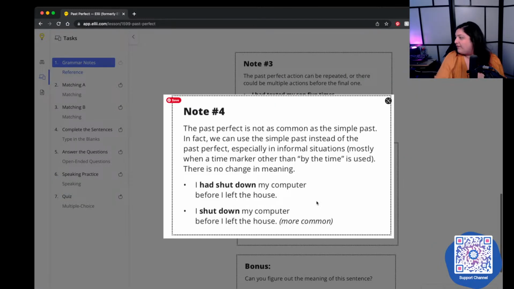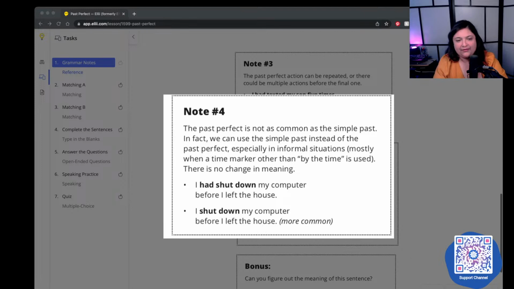And note 4. Yay! That makes me so happy. Now, the past perfect is not as common as the simple past. We still use it a lot of the time, but it's not as common as the simple past. We will use this to express experiences or storytelling and more. We do use it in everyday conversation, don't get me wrong. But there are certain situations in which we are going to use the past perfect.